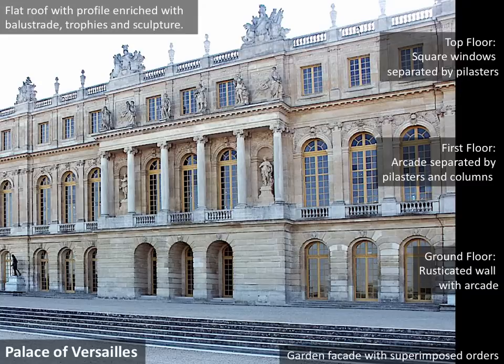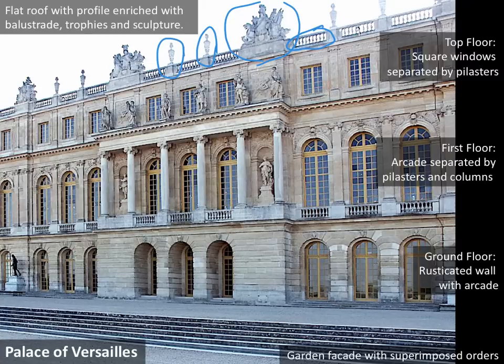And on the very top, we have a flat roof, but the profile has a lot of protrusions, right? You have the balustrade. Here, a balustrade is just that railing. And then you have these assorted trophies in between. There's a trophy and there's a trophy. And then you have these wonderful sculptures jutting up over the top.